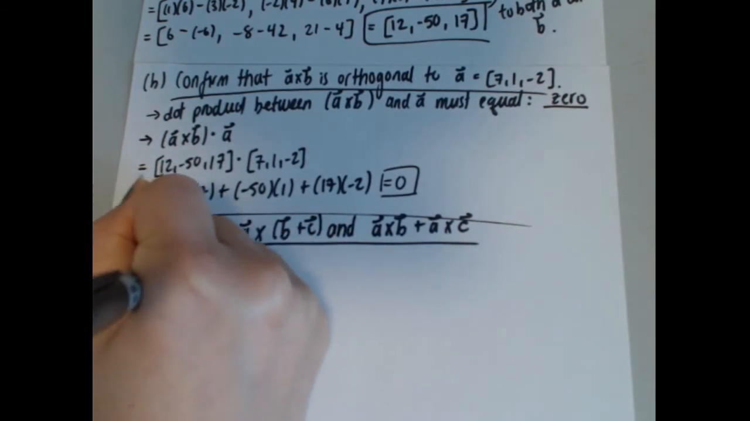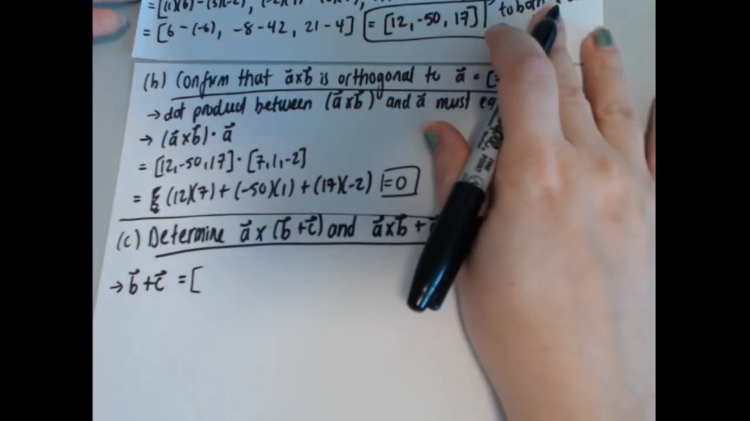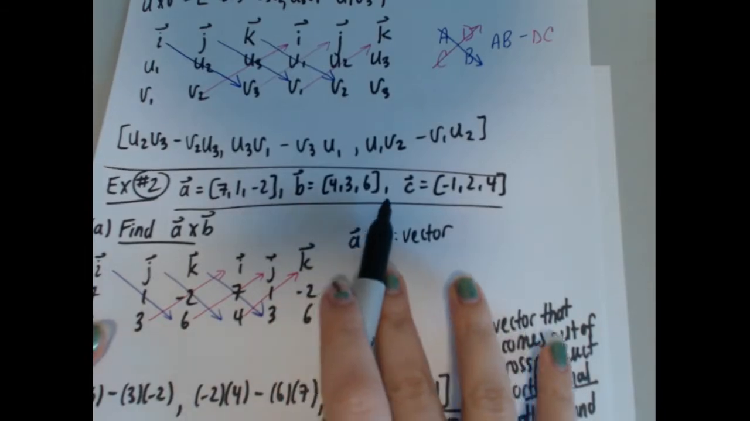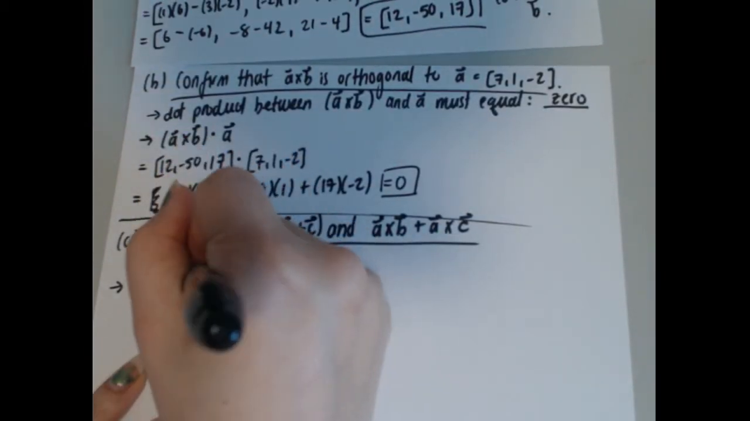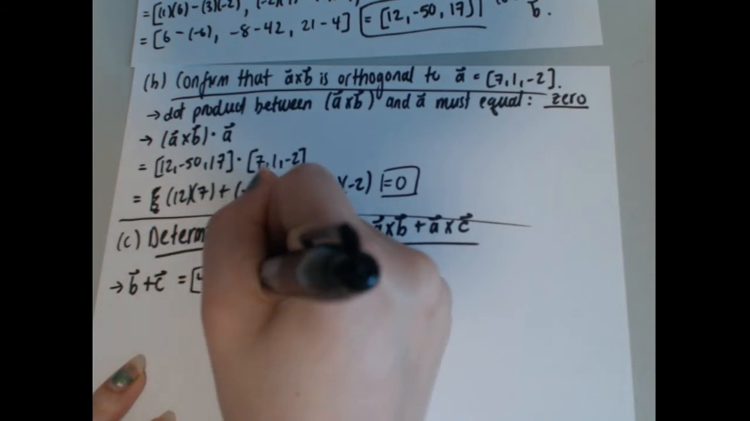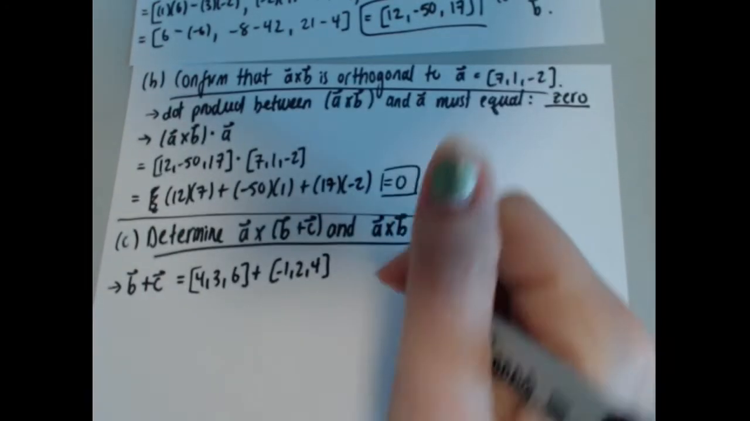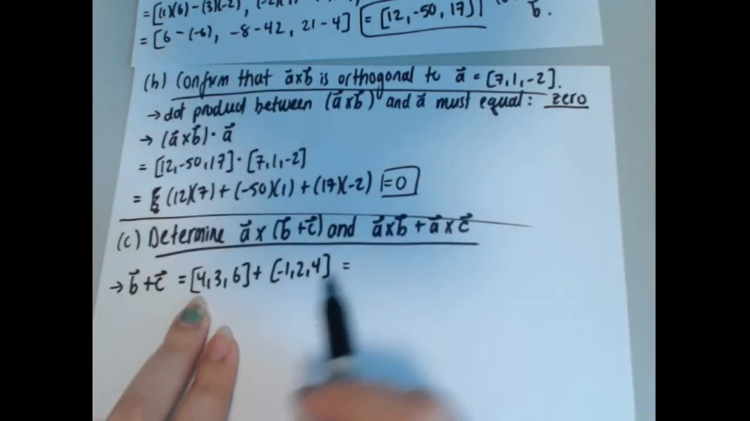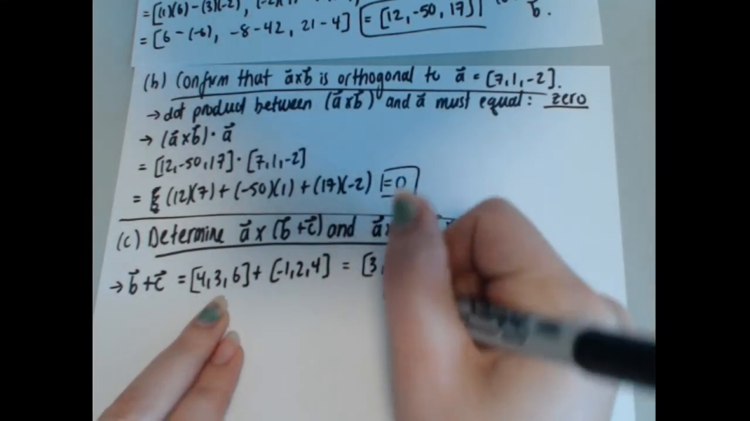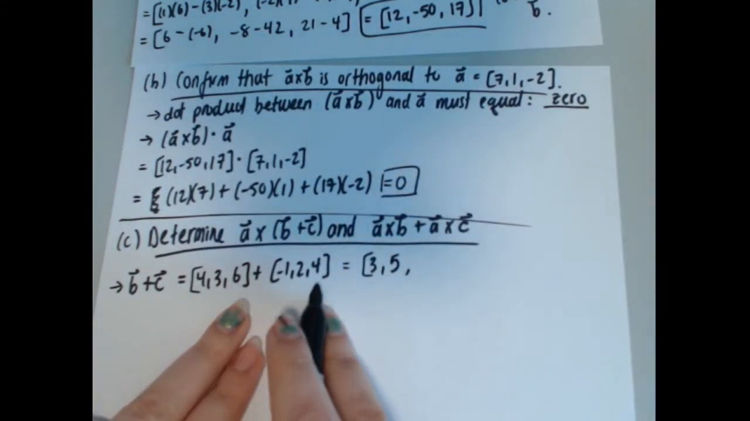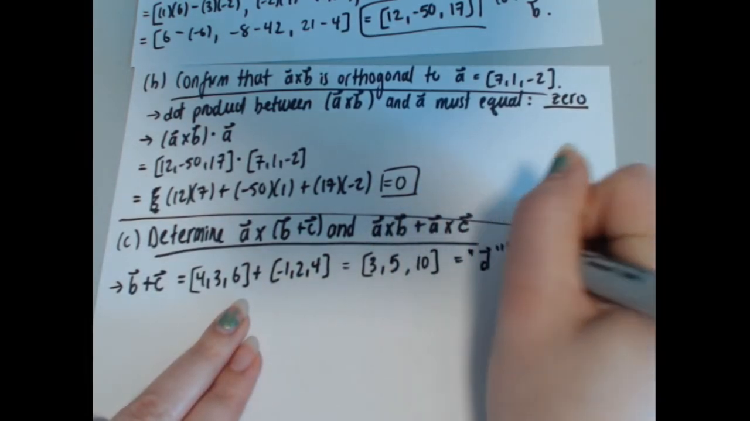So B plus C. Okay, so remember B and C are given in the original problem. So B is here, 4, 3, 6. C is negative 1, 2, 4. Okay, so 4, 3, 6 plus negative 1, 2, 4. The sum of two vectors is another vector. So 4 minus 1 is 3. 3 plus 2 is 5. 6 plus 4 is 10. So we're going to call this new vector D, because that's what it is.